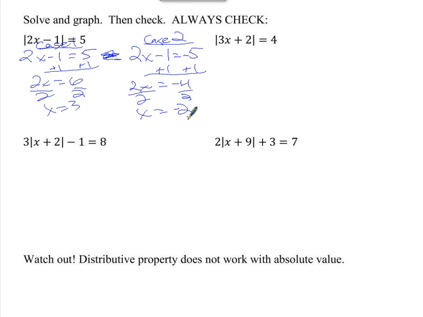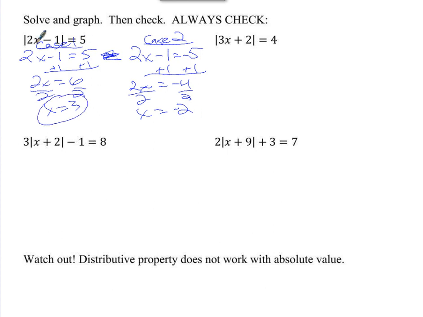Two answers. What do we need to do now? You always check. It doesn't take long. Take the 3, plug it in. 2 times 3 is 6. 6 minus 1 is 5. The absolute value of 5 is 5. So this one works. I'm going to circle it.